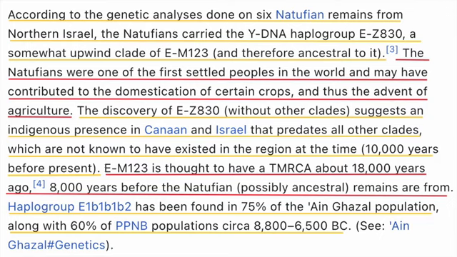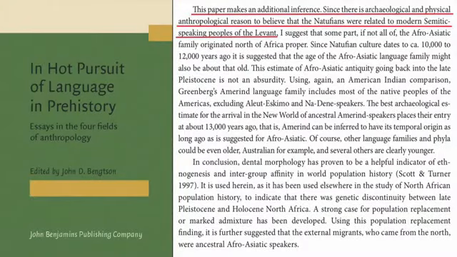E-M123 is thought to have a TMRCA about 18,000 years ago, 8,000 years before the Natufian, possibly ancestral, remains are from. Haplogroup E1B1B2 has been found in 75% of the Angazelle population, along with 60% of PPNB populations circa 8,800 through 6,500 BC. And according to the book titled "In Hot Pursuit of Language and Prehistory," it reads, "This paper makes an additional inference, since there is archaeological and physical anthropological reason to believe that the Natufians were related to modern Semitic-speaking peoples of the Levant."